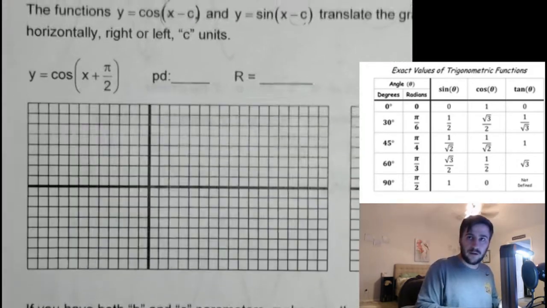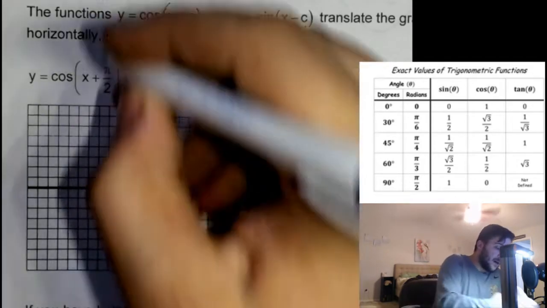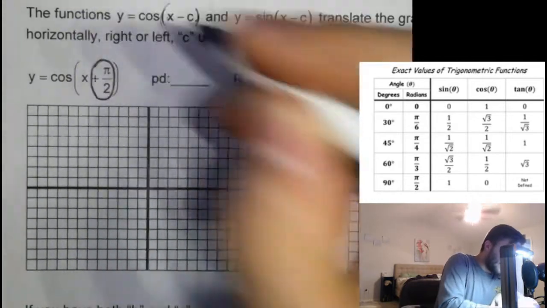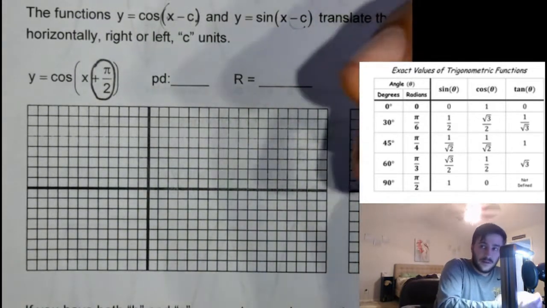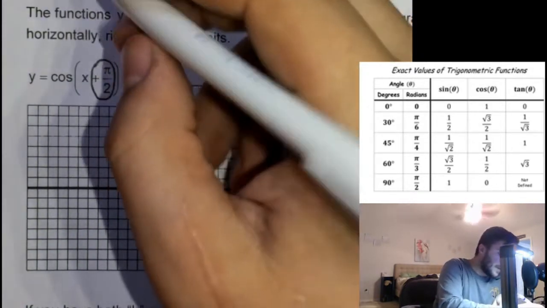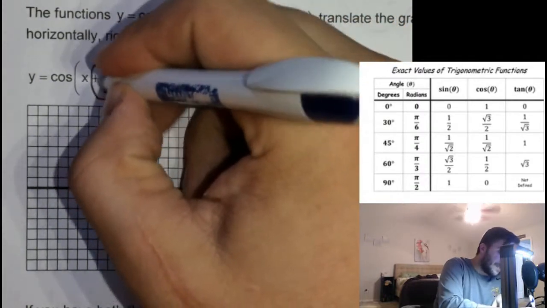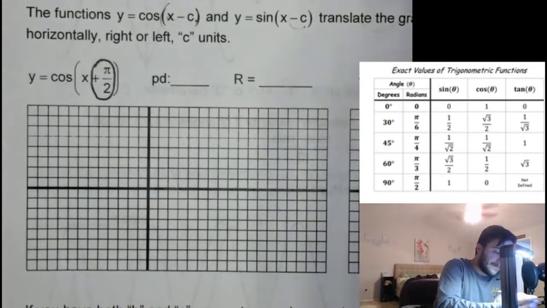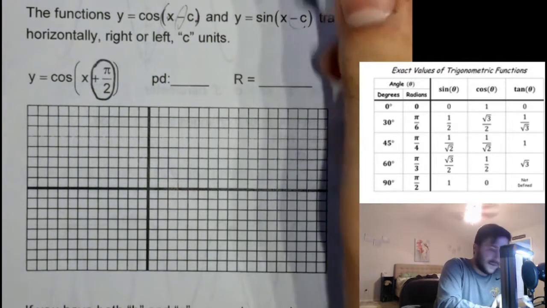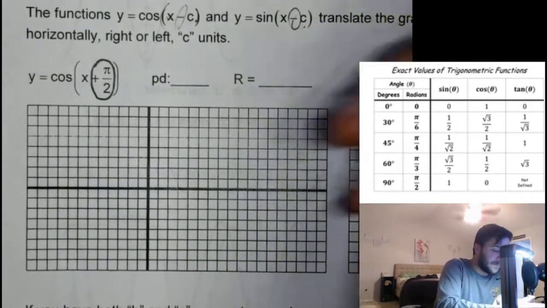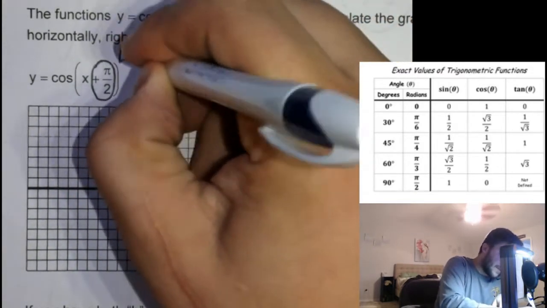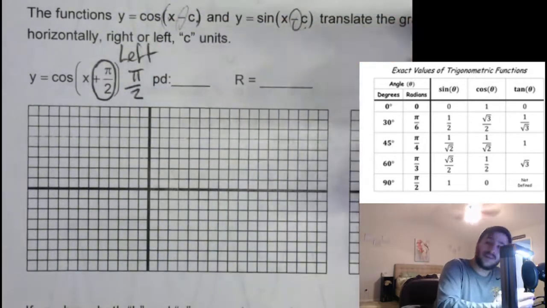So right here, we got cosine. It's plus pi over 2, and that's inside the parentheses. So what we need to do is remember, it's opposite sign for these things. It's like negative, right? These are negative. So it's opposite sign. This means we're actually going to go left by pi over 2.